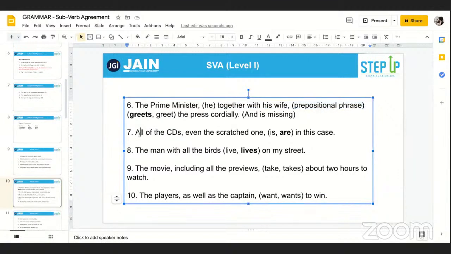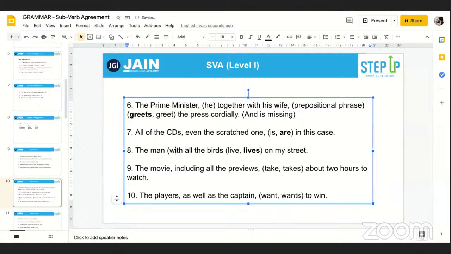Okay. Question 9. So question 7. Easy. All of the series. So plural, obviously. It's already plural. We go with R. Simple. No need to worry. The man with all the birds. See again, with is a preposition. Prepositional phrase. We ignore this. It will be lives. The man is the subject. The man lives on my street. We will ignore this fully.